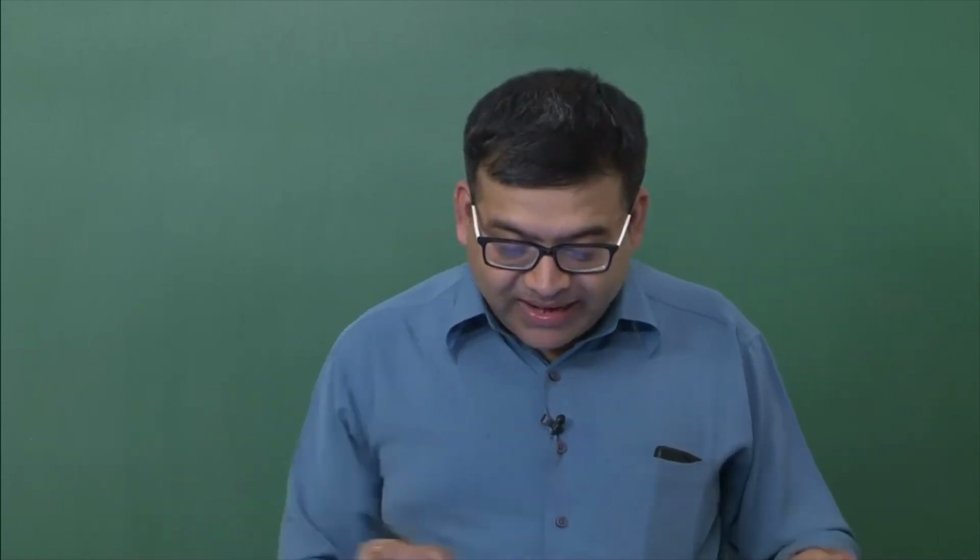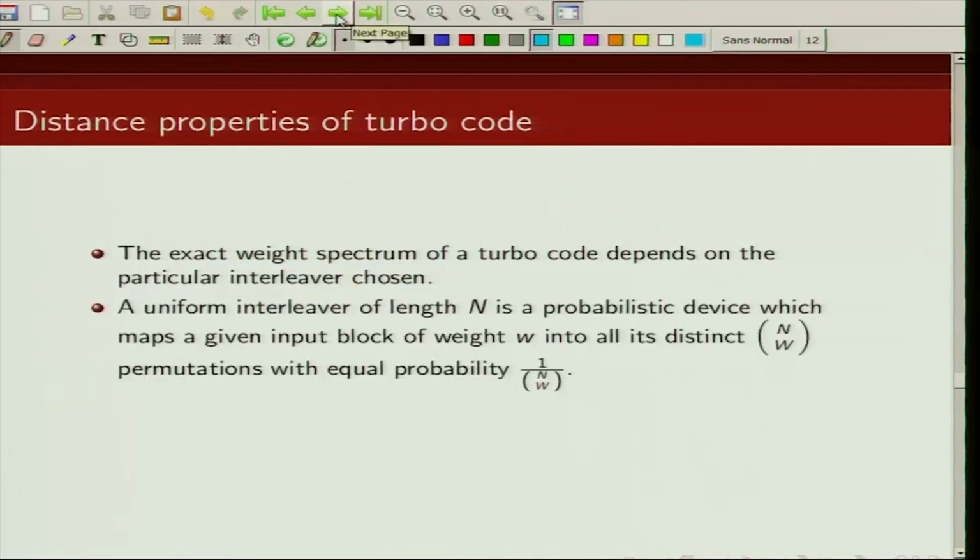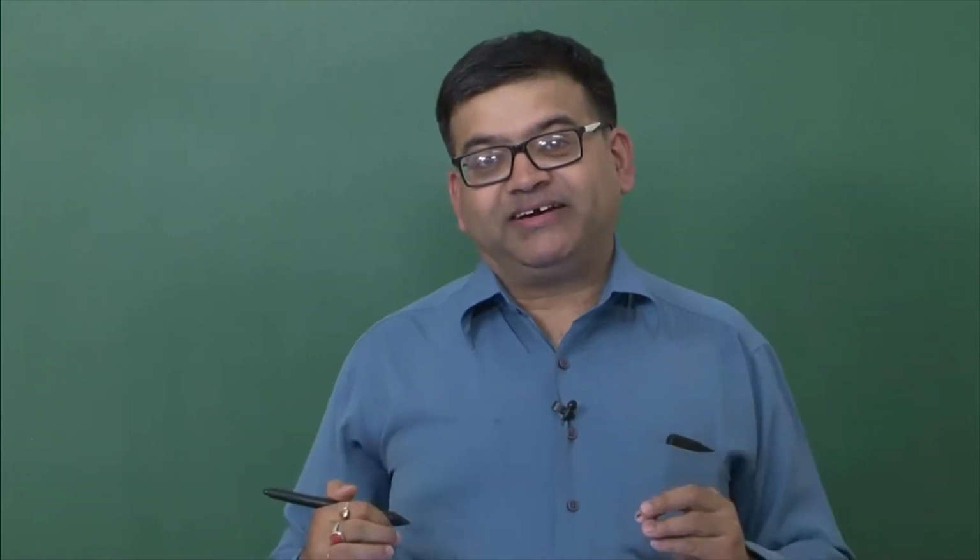Now, as you can understand, the exact weight spectrum of a turbo code depends on a particular interleaver. So, the weight spectrum is dependent on the interleaver that we are using. So, we are going to make use of a device, we call it uniform interleaver. So, this will help us come up with the weight enumerating function of this parallel concatenated code averaged over all interleavers. So what is a uniform interleaver?